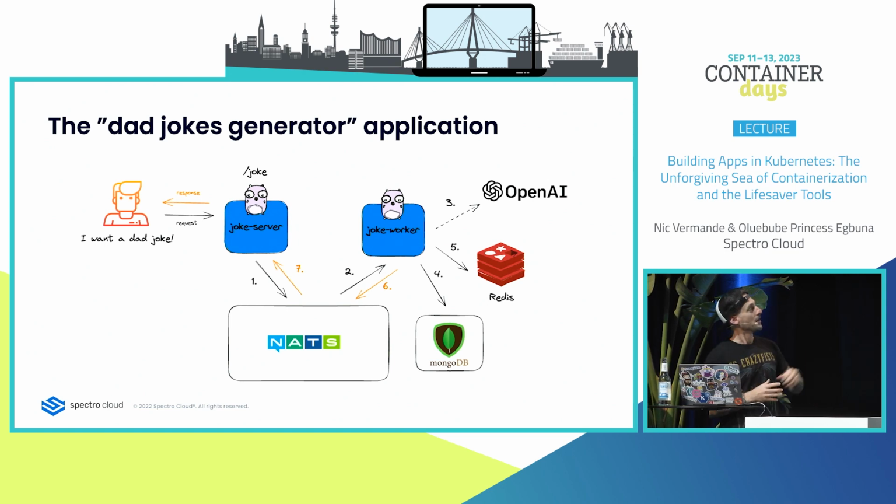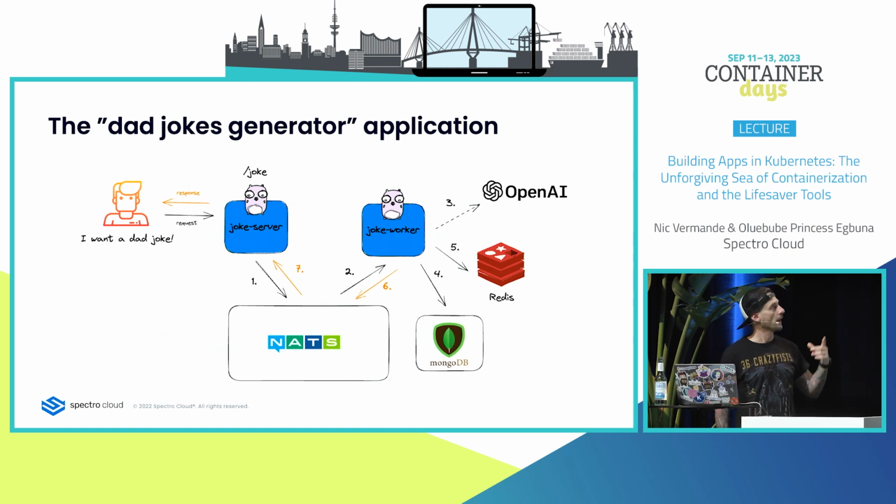We can also do this. So the architecture is that one. The part I recoded was the joke server and joke worker. The user requests a joke from the joke server. It goes to a NATS message queuing. The joke worker will pick up the message containing the request of the joke.